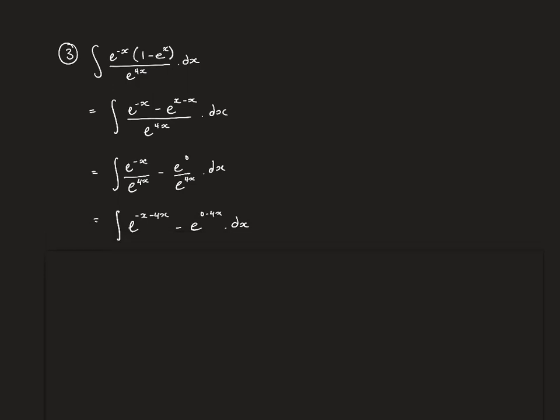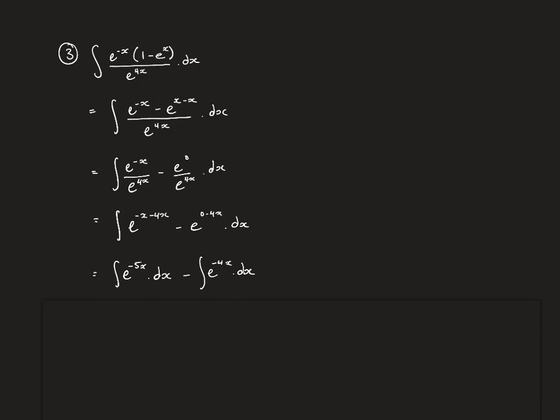So e to the power of minus x divided by e to the power of 4x is e to the minus x minus 4x, and it's e to the 0 minus 4x. Simplify those. Gives us e to the minus 5x minus e to the minus 4x, and I've separated them into two separate integrals so they look exactly like the formula, that pattern that we're using. You don't need to do that.